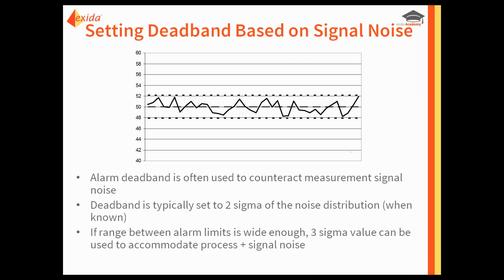Another way to define or set deadband is by looking at the signal noise itself. If you can measure that, if you can look at the fluctuation in the process variable during steady state or quiet conditions, you can set the deadband in relation to that. We want the deadband to be slightly bigger than the noise. Typically, 2 sigma of the noise distribution is what's recommended. But the general idea is if you can see what that fluctuation is, you know where to set the deadband to make sure you've got it covered.